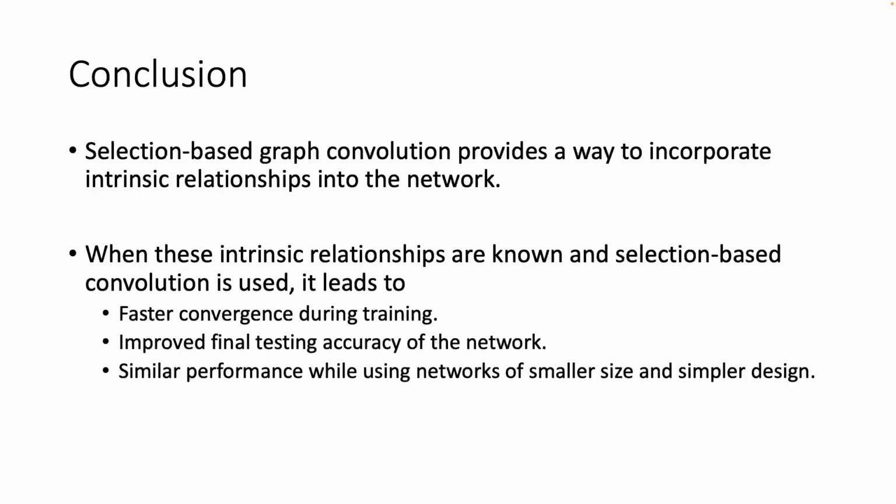In conclusion, we have shown that selection-based graph convolution provides a way to incorporate intrinsic relationships into the network. When these intrinsic relationships are known and a selection function can be designed and selection-based convolution is used, it leads to faster convergence during training, improved final testing accuracy of the network, and similar performance while using networks of smaller size and simpler design.